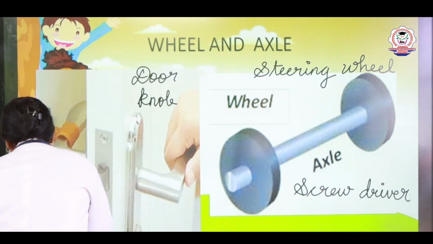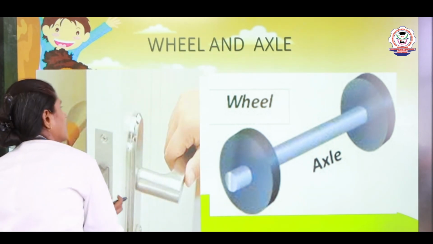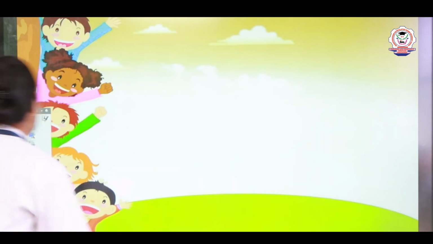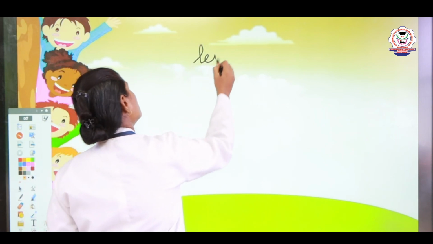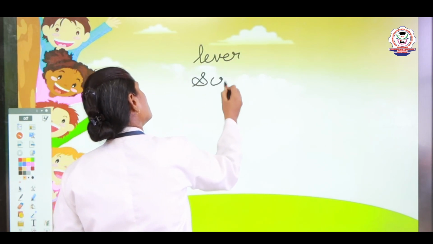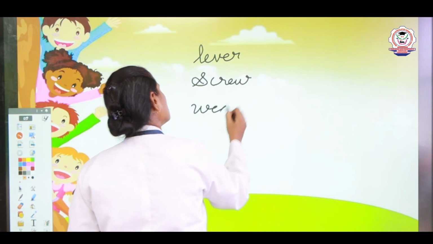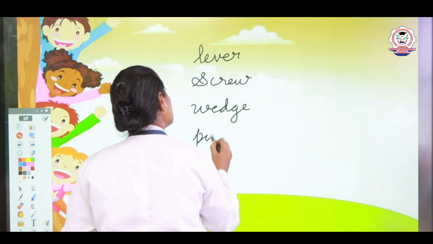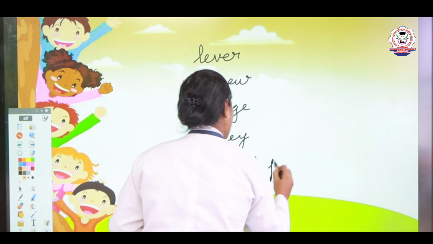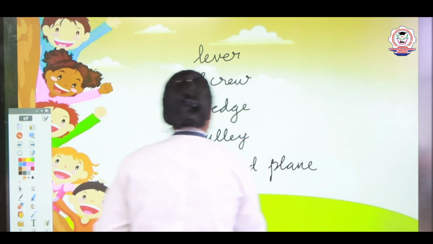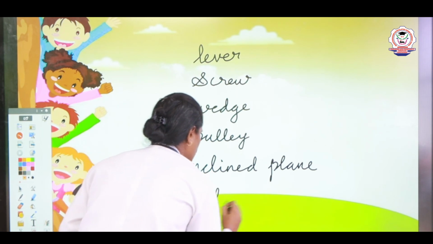Okay. Now, so this is what we have discussed about the types of simple machine. So what are the simple machines that we have discussed? Just we will have a recap of it. So first, what is simple machine? It is a tool that makes our work easier. So there are 6 types of simple machine. One is lever, screw, wedge, pulley, inclined plane, and the last one is wheel and axle.